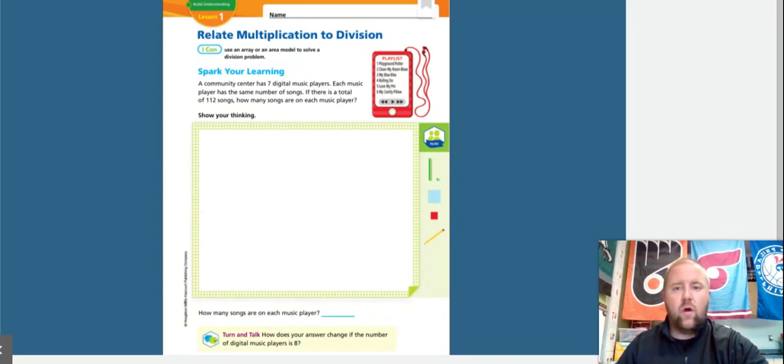Today we're going to start with Module 2, and Lesson 1 is relating multiplication to division. So today we're going to be working on arrays, area models, and just general models all together so that we can make the connection between multiplication and division.